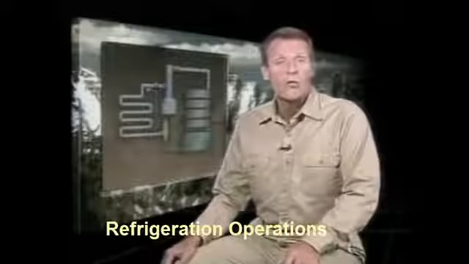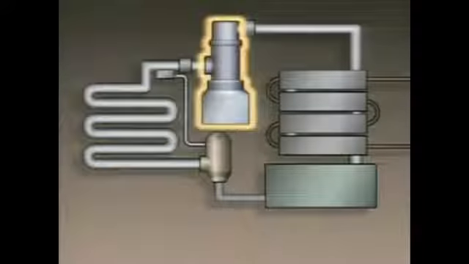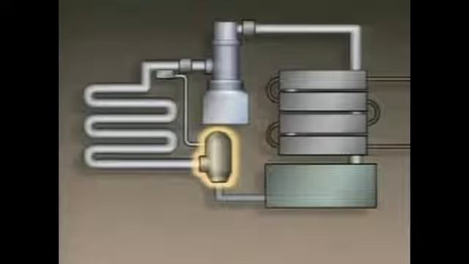In this part, we'll look at how a typical vapor compression refrigeration system works. We'll use some approximate temperatures and pressures as we trace the flow of refrigerant through the system. Here is a simplified illustration of a typical vapor compression system. The main components are an evaporator, a compressor, a condenser, a receiver, and an expansion valve.